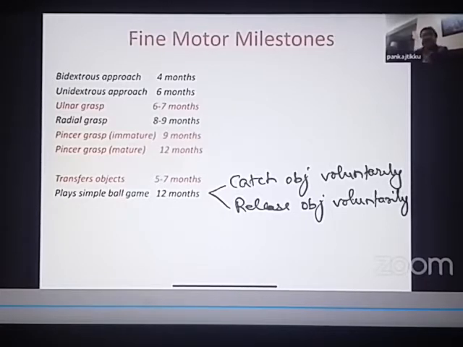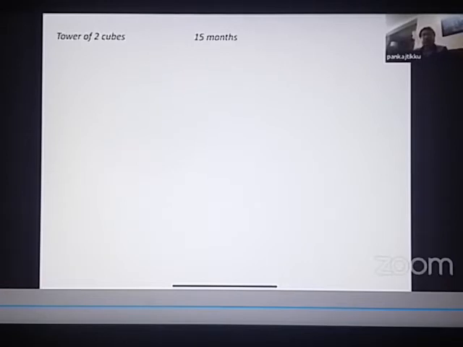Then after this, some more fine motor milestones. Tower of cubes. So a child can, so he's again using the grasp. So this is a type of fine motor milestones only. So when does he make a tower of 2 cubes? 15 months. So he takes one cube, puts another cube on the first cube.